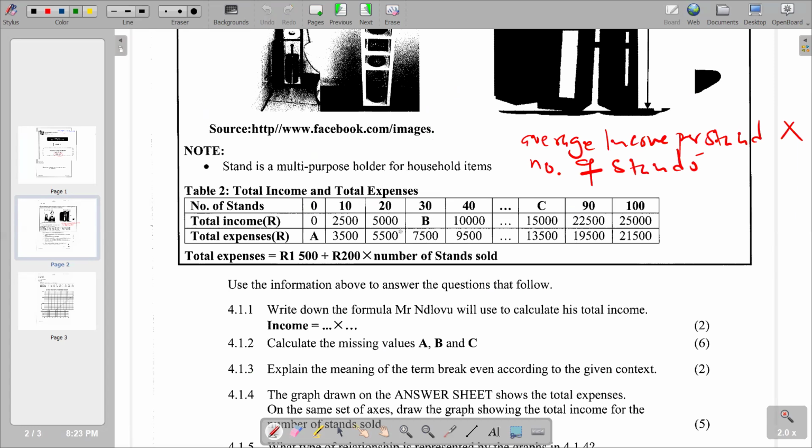So for example, if you go to the next part of our question now, it becomes calculate the missing values A, B, and C. So you see that we are also going to calculate total income that we have here. So we are going to employ this formula that we have here. So we start with A. We are seeing that on our A, we are using the total expense formula that we are having here, which is saying total expenses equals 1,500 rands plus 200 rands times number of stands sold.